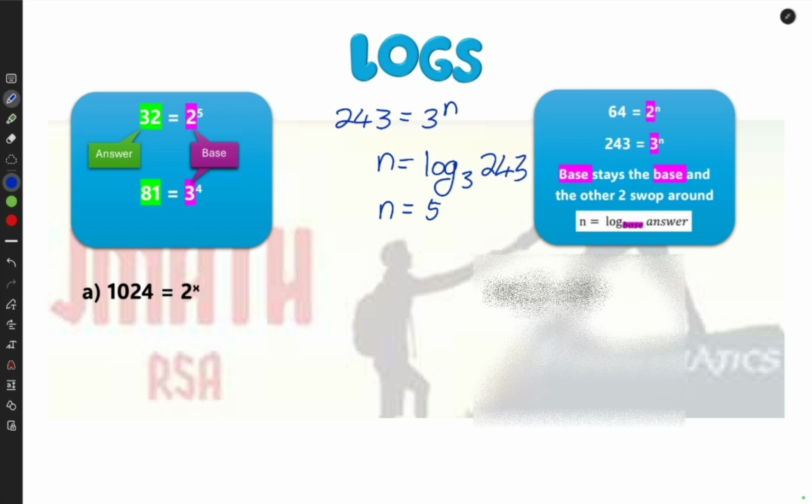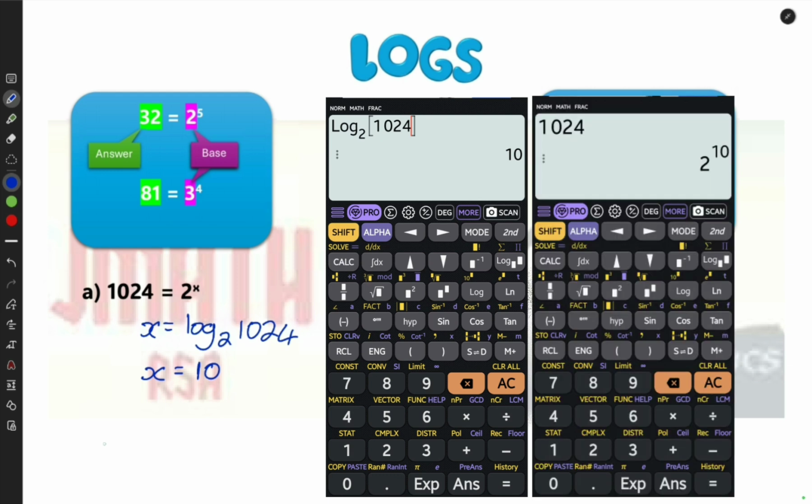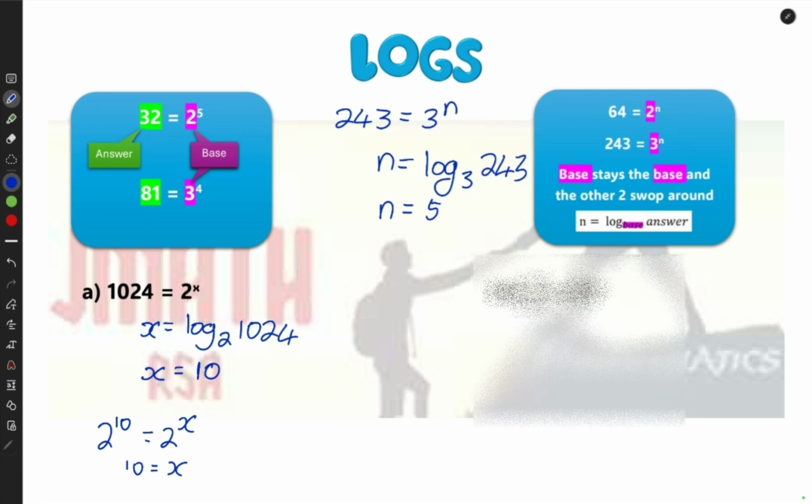But let's do a few so you can actually see where I would use it, how the bigger question would look and how this fits in. So 1024 is equal to 2 to the power something. I can immediately write a log. I can put in the base, because the base stays the base and the other 2 swap around, 1024. If I type this on the calculator, it would say the answer is 10. I could have also done this with the shift fact function. If I said 1024 equals shift fact, it would tell me 2 to the power 10 is equal to 2 to the power x, and therefore 10 is equal to x. So you can really decide with many of these sums which way of doing it you like most.